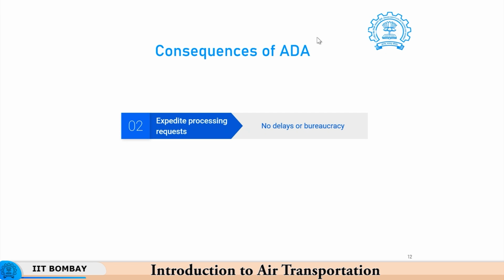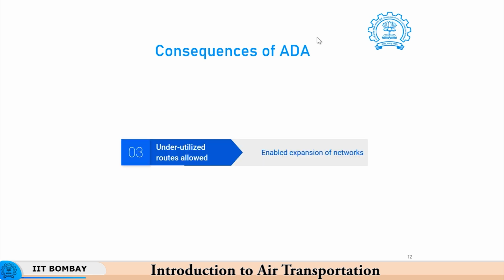Then the bureaucratic delays which were there, as explained by the example of the stale request of World Airways, were reduced: the processing was expedited and therefore delays or bureaucracy was reduced. Some of the routes which were underutilized because the CAB did not give permission for whatever reason to operate on those routes were allowed, and that enabled the expansion of the networks of many airlines.